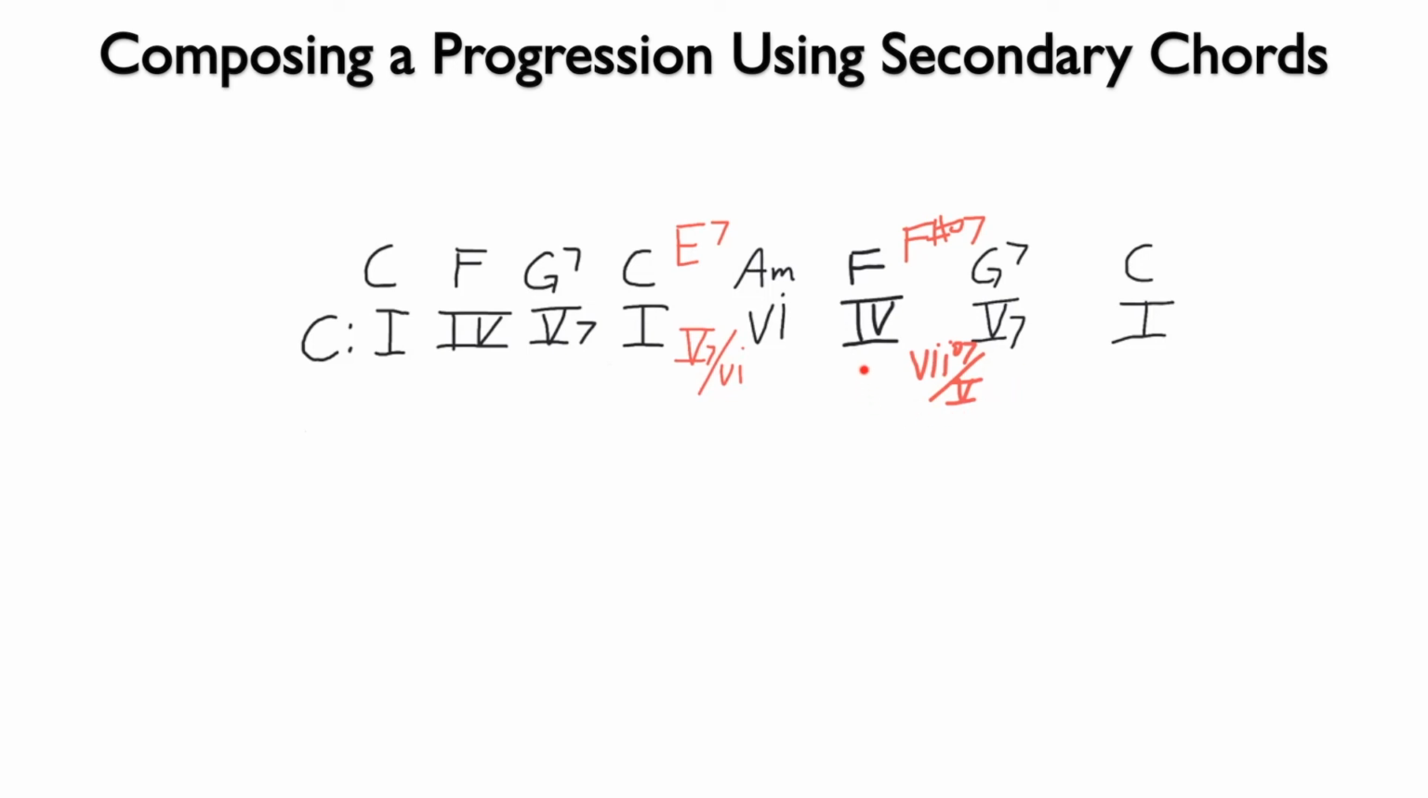Here we have F followed by G. The F sharp diminished fills in between these 2 chords chromatically with F, F sharp, and G. Let's hear this progression.